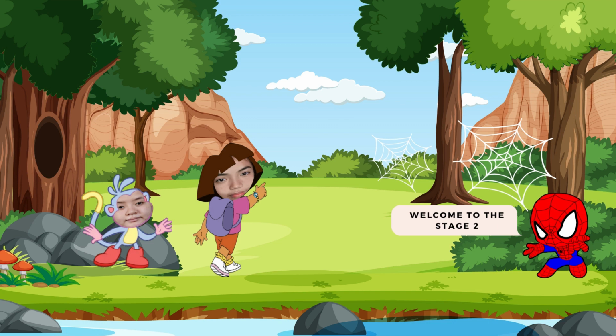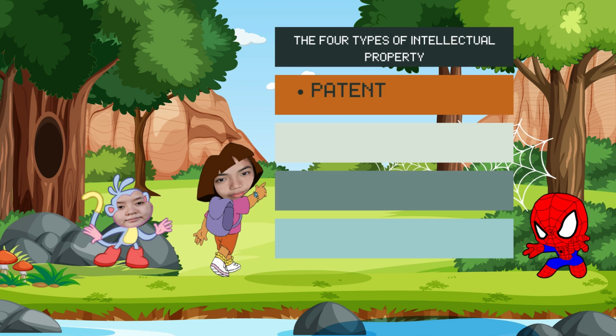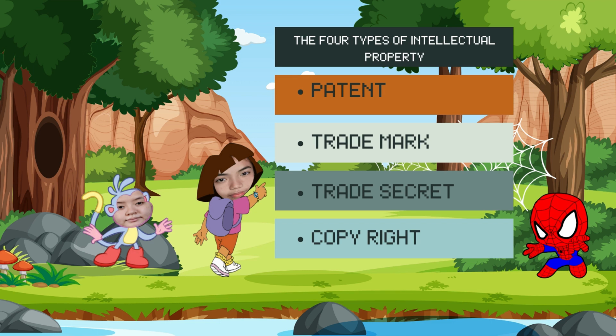Welcome to the four types of intellectual property. These are the four types of intellectual property: patent, trademark, trade secret, and copyright.